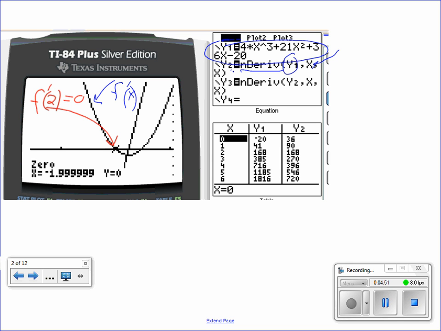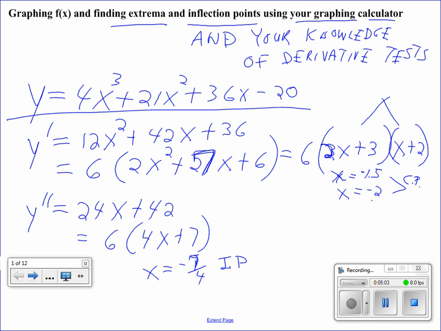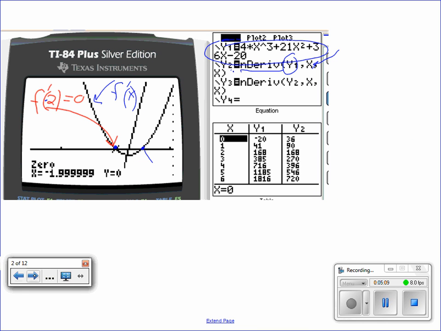And if you look at this, this is incorrect here. This should be f prime of minus 2. F prime of minus 2 is a 0. And what about that point there? Well, from my analysis before, x at minus 1.5, sorry, so f prime at minus 1.5 would equal 0.